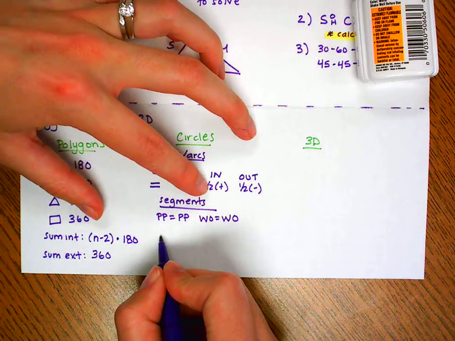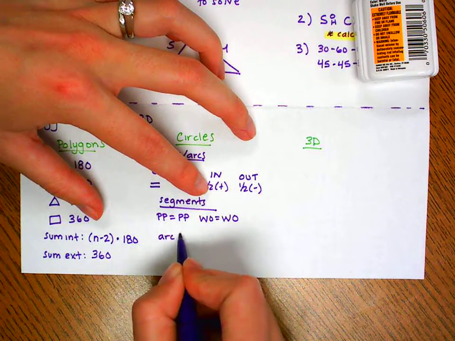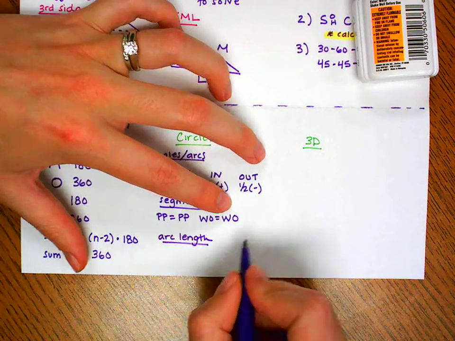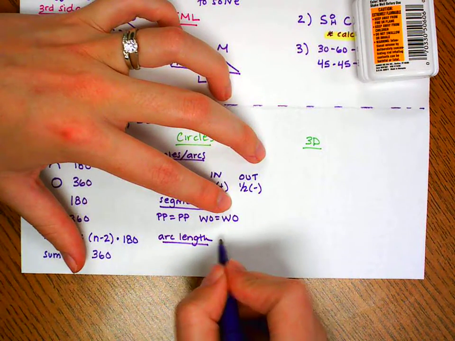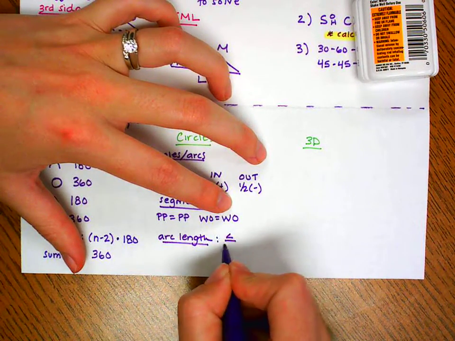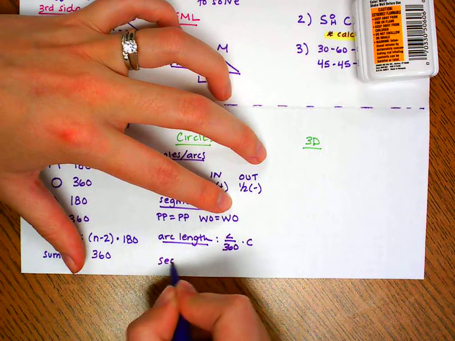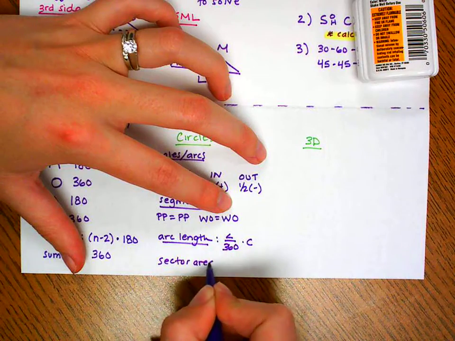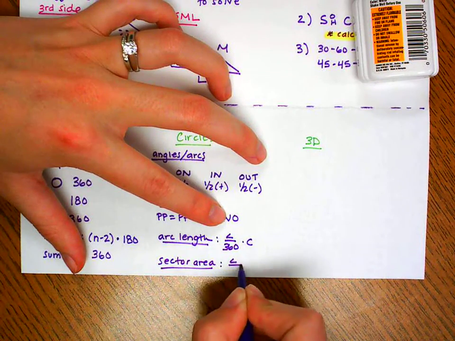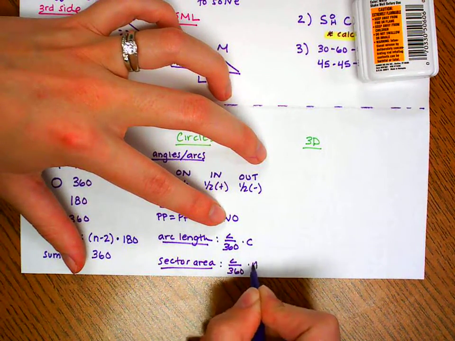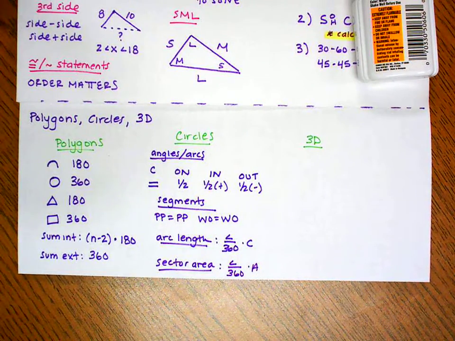Okay? We also have arc length, which is angle over 360 times circumference. And we have sector area, which is angle over 360 times the area of the circle. So those are our four big things for circles.